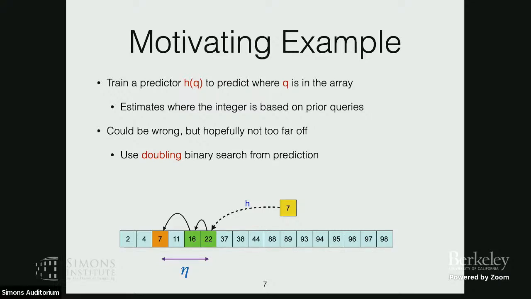So we predict where the 7 is in the array, and we're going to begin our search there, right? So maybe our machine learning is wrong, so it's not exactly here. The array is sorted, so we look left, we look right, right? We know which direction 7 is in. We start going at powers of 2 in that direction until we overshoot the number, in which case we do a binary search inside. So let eta here be the error in our prediction. So from where we predicted the number to be to where it actually is in the array, or where it would be if we inserted it.